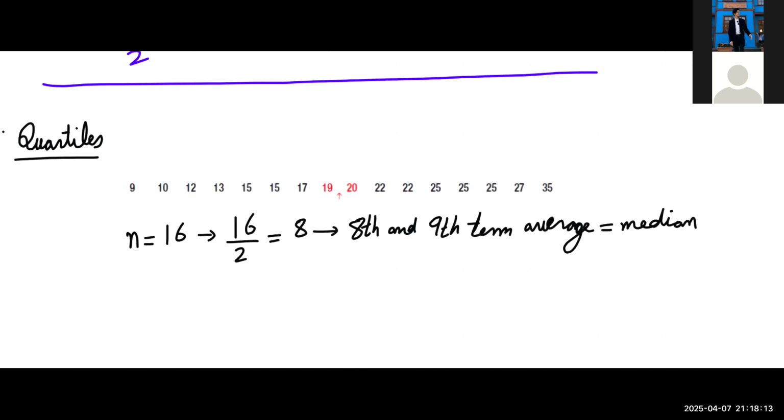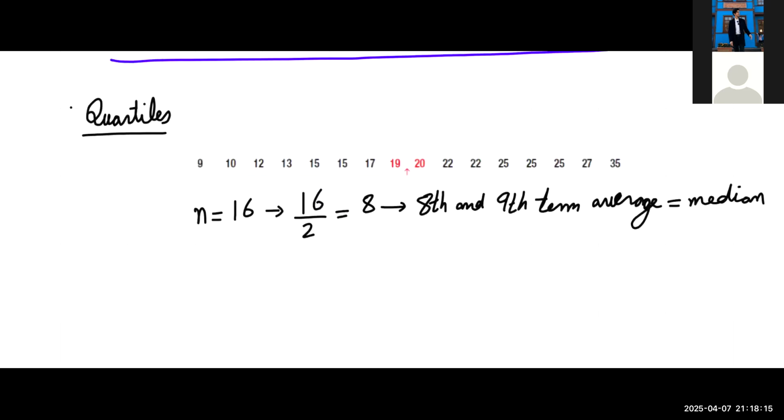How do we find what are quartiles? So you see, the median is the 50% of your data. Okay, so the exact half of your data. That's why we find the center of our data.